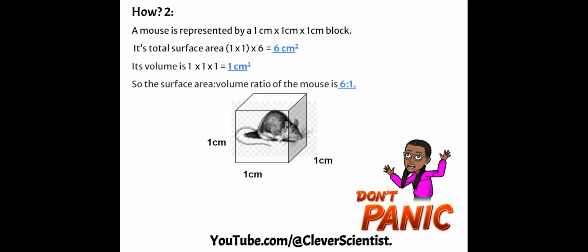Now the volume: length, height and width. So that's 1 cubed, which is 1 centimetre cubed. So the surface area to volume ratio of the mouse is 6 to 1.